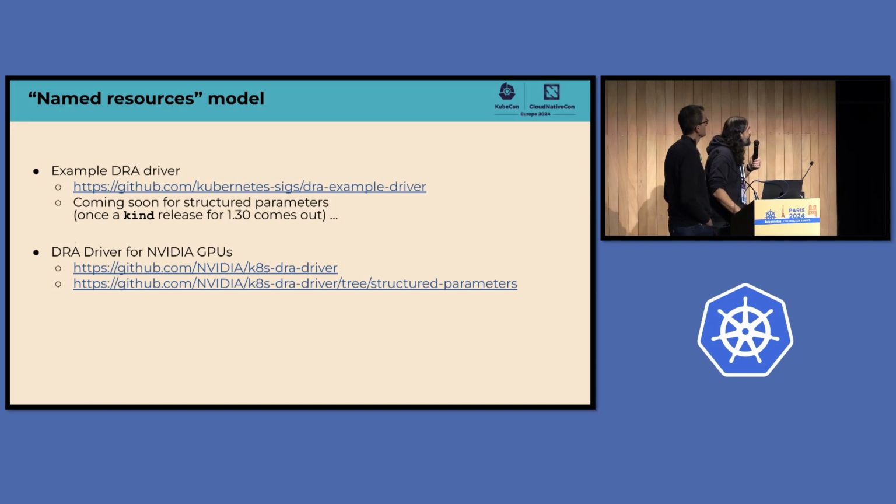As I mentioned earlier on, we have this example driver. I went through the demo of that. Currently in the code base for that, we only support the opaque parameters model. But I've started looking at it. I just haven't quite finished updating this to include the ability to support the structured parameters model. And we plan to have that ready by the time Kind releases an image that supports Kubernetes 130.